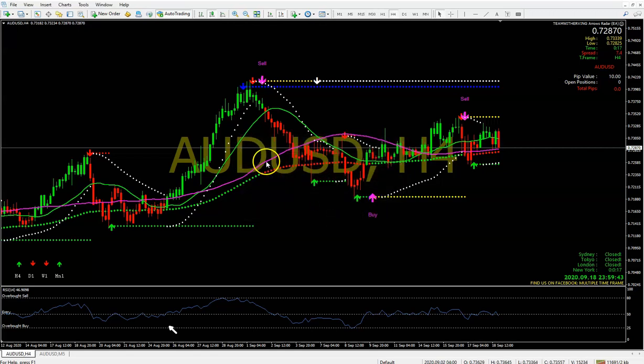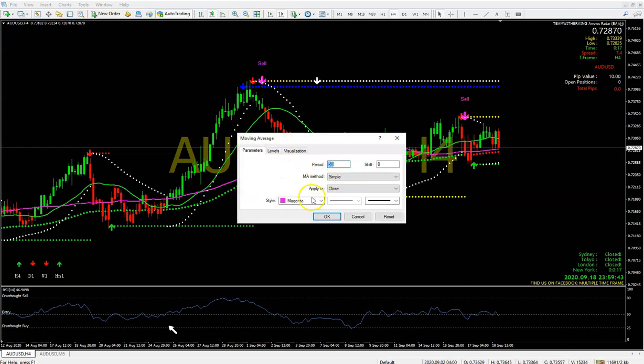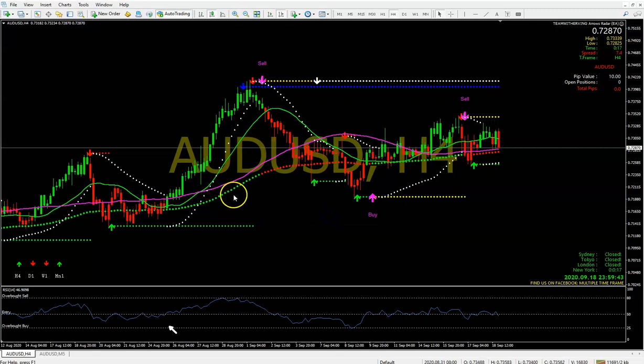The next one is the 50 moving average, simple again. The color is magenta. Press OK. And the third one is part of the multiple time frame system. That is the only thing that you are not going to have here. The next thing is the settings that I have here for the RSI, which are the following. I have it on the 80 and the 25.